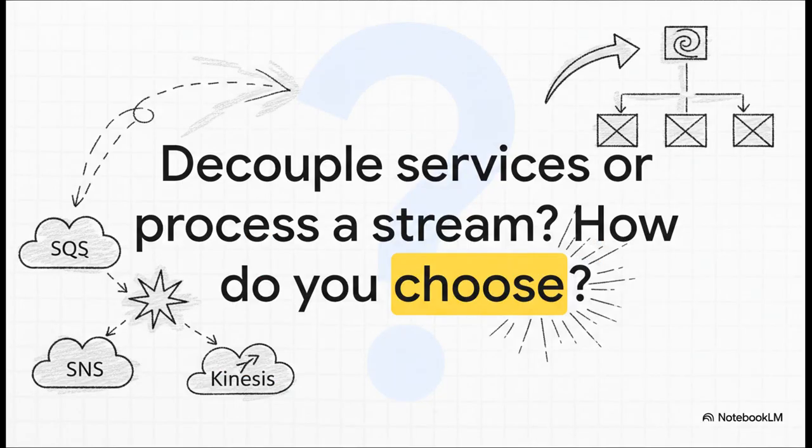So, picture this. You're in the exam, you're staring at a question, and suddenly, services like SQS, SNS, and Kinesis all start to look the same. It's a classic problem, right? How in the world do you pick the right tool when they all sound so similar?